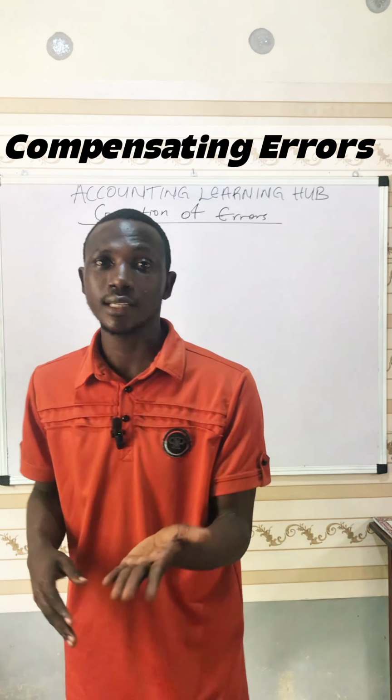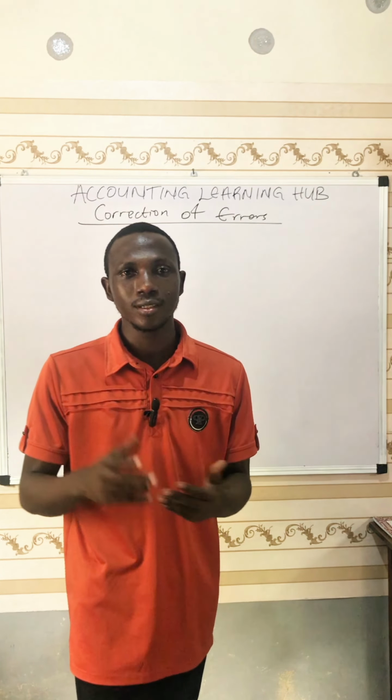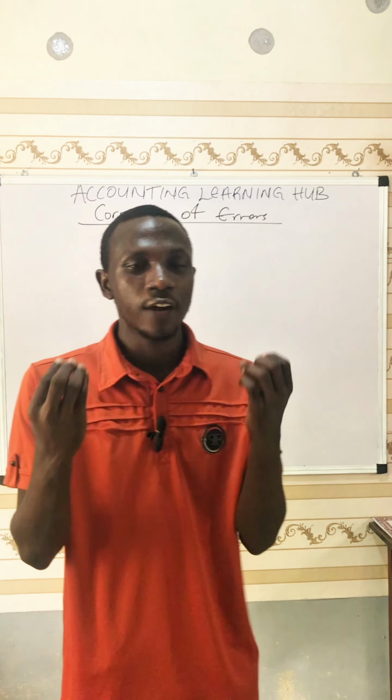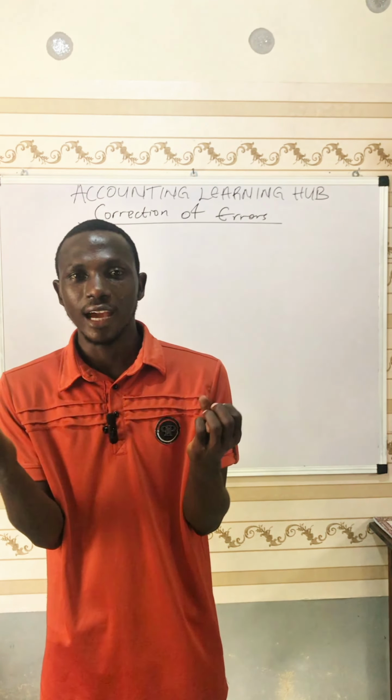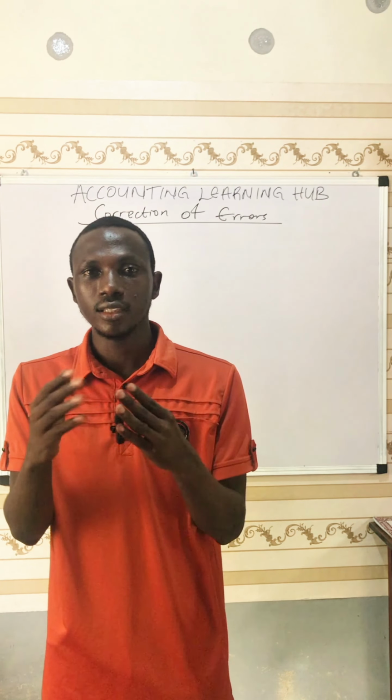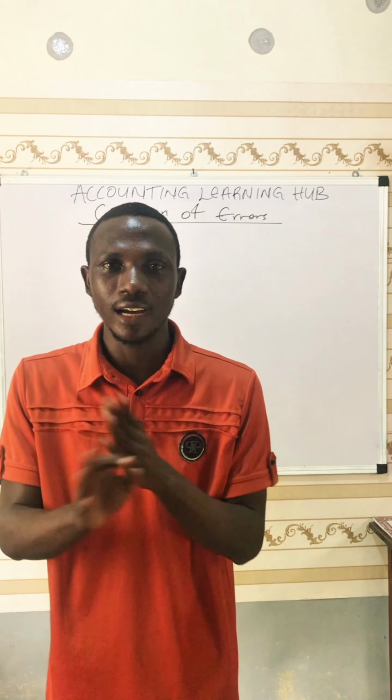We also have compensating error. Like the name goes, compensating. When we have two or more errors in our accounts and they are of the same amount, the errors will compensate each other and the trial balance will balance.